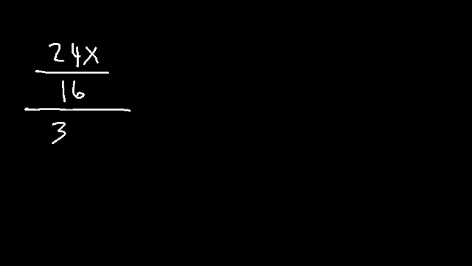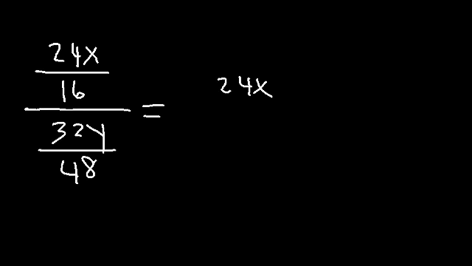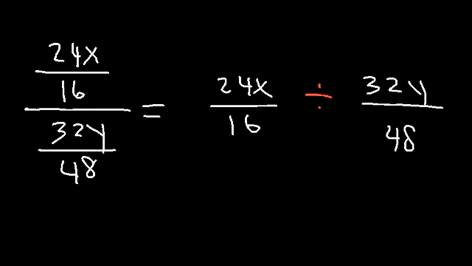Let's try another example like that. Try this one. 24x divided by 16 divided by 32y over, let's say, 48. So let's rewrite it. 24x divided by 16 divided by 32y over 48.